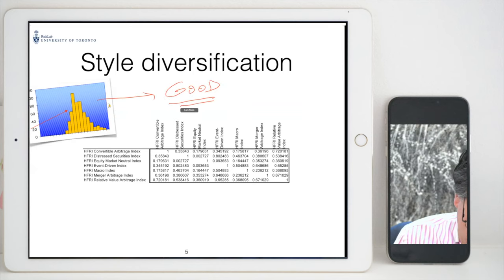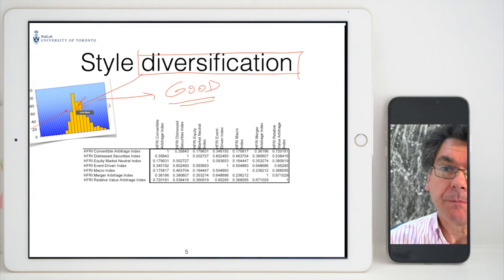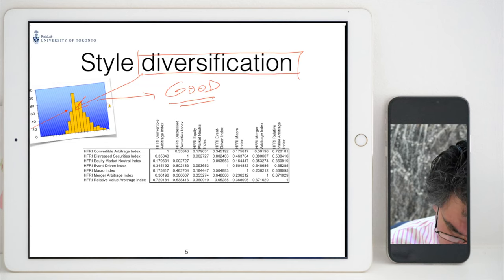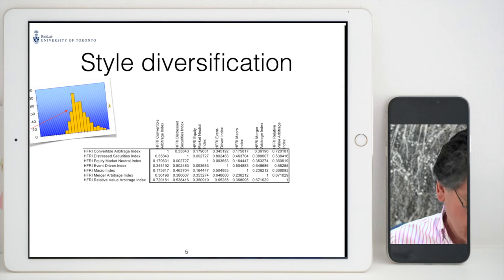Because it signifies diversification. You see? We're going to see examples where we do not have diversification. Understand that? This is a very good histogram. It signifies diversification. And we're going to use correlation histograms to understand if we have diversification or not. I'll give you another.